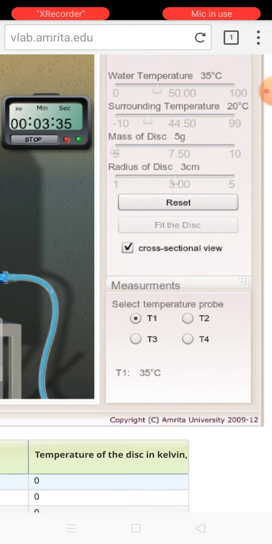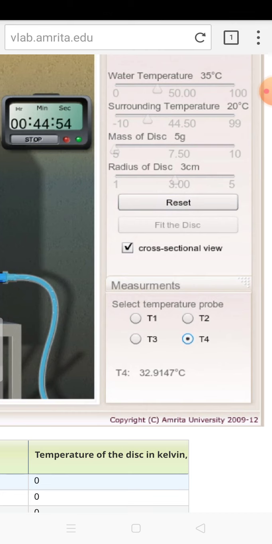The values are changing slowly. It makes a stop. So T1 is 35, T2 is 35, T3 is 35, T4 is 31 point. T2 is changing. See, T2 now stabilized to 32.91, and it is not showing further change, so it stops the process.